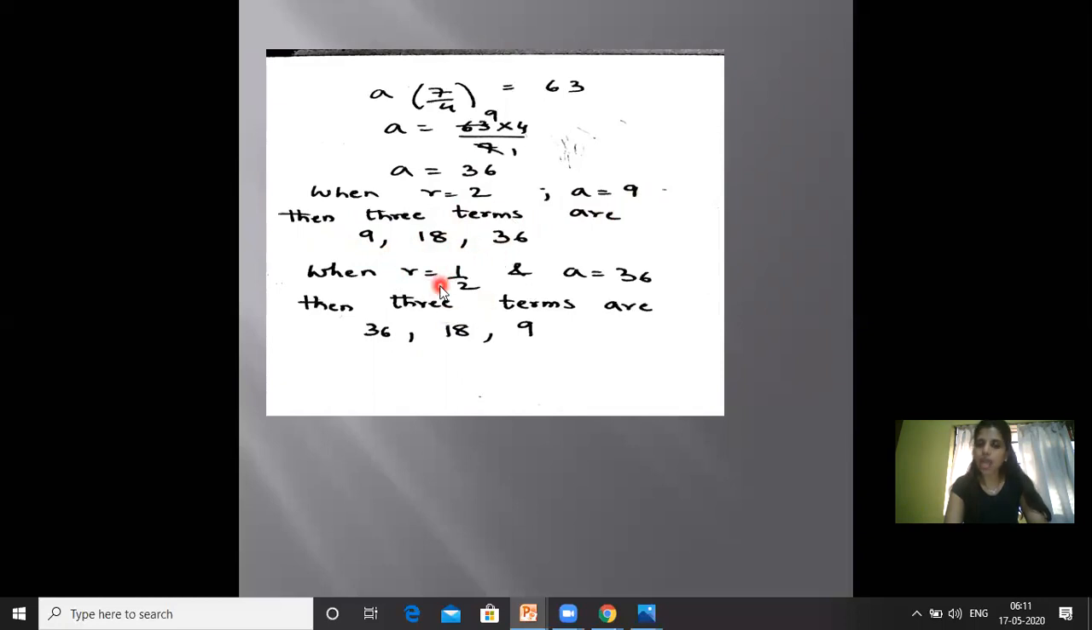And when r is half and a is 36, then we get the three terms as: a, the first term, 36; a into r, that is 36 into half, as 18; and then 18 into half, that is what we have got as 9. So I hope till here, children, everything is clear.